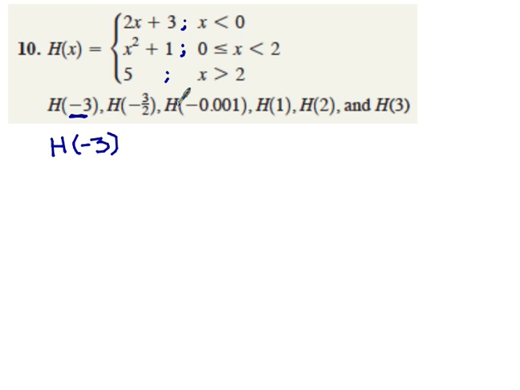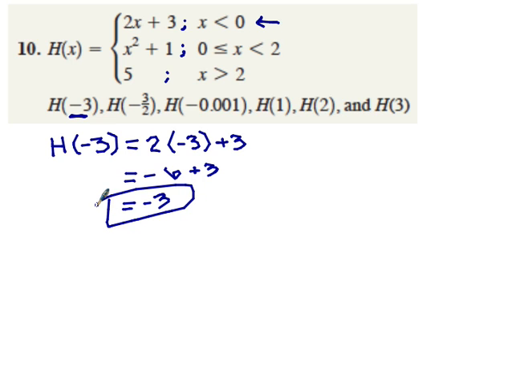So the first part of this is the function. The second part is the domain. So if I'm looking for h of negative 3, negative 3 fits into which one of these domains? The top one, because it's less than 0. So I only need to evaluate h of negative 3 in that function. So h of negative 3 will equal 2 times negative 3 plus 3, or negative 6 plus 3, which is negative 3. Okay? So then if we looked at something else like h of 1.